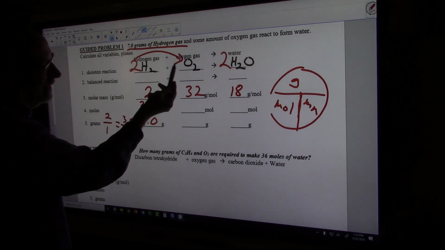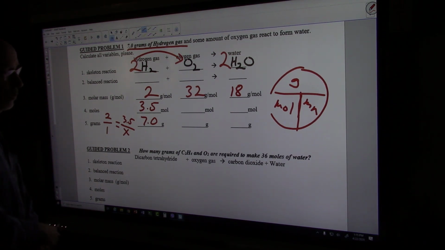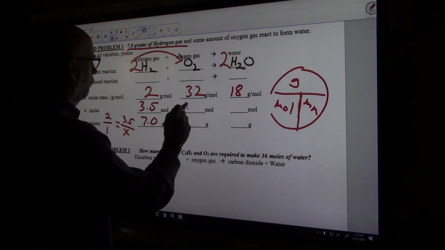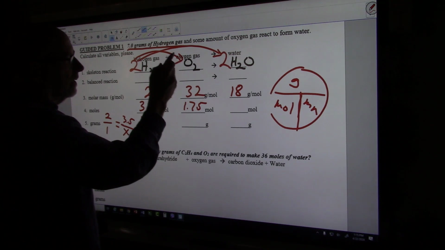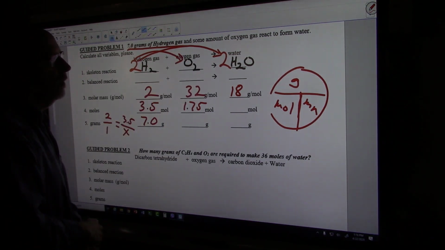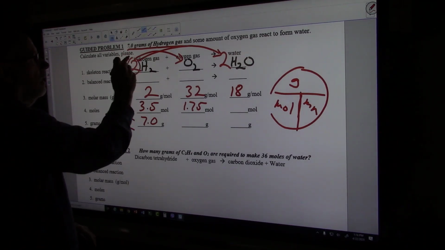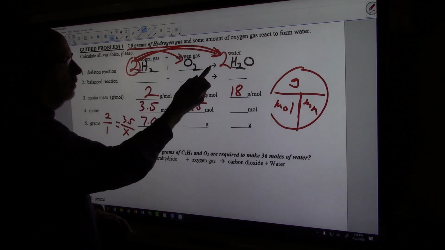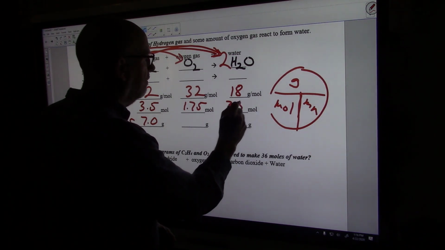Because 2 is to 1, that's half as much. So what's half of 3.5? Well, half of 3 is 1.5, so 1.75 moles. And then 2 is to 2, or we could say 1, these ratios, you can use any ratios that you want here, whichever ones make your life simplest. For me right now, 2 to 2, that's so easy, it's exactly the same. 2 is to 2 as 3.5 moles is to 3.5 moles.